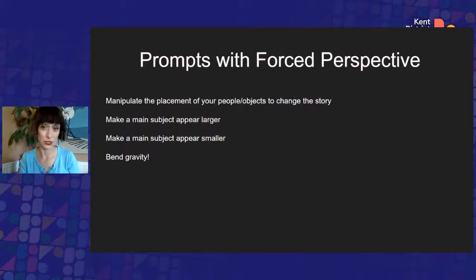So some things that you can do with forced perspective are manipulate the placement of the people or objects to change the story. See what you can do. You can make the main subject appear larger by being supremely close, while other things in the background are far away. You can make the main subject appear smaller, and have people pick them up as they're closer in the foreground. Bending gravity is really fun as well.